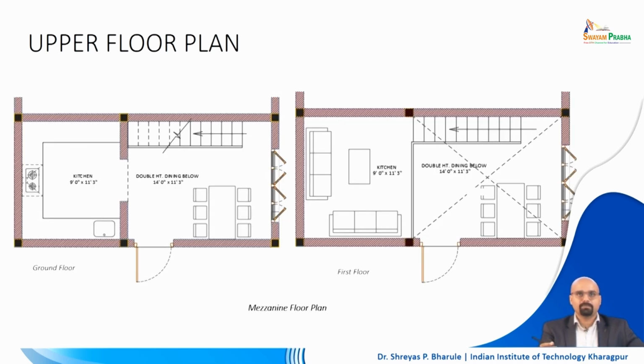Okay, moving forward. So what are the other ways in which you see a mezzanine floor? In here, you see a very compact kind of house. You have a kitchen below and a double heighted dining area below, with a family room. I think this should be the family room.